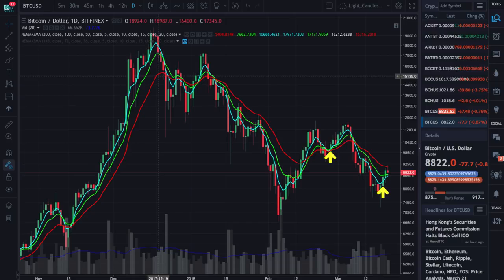When they finally turn positive and we get the golden cross, prices will already have moved significantly higher by the time that happens. So just wanted to point that out, guys.